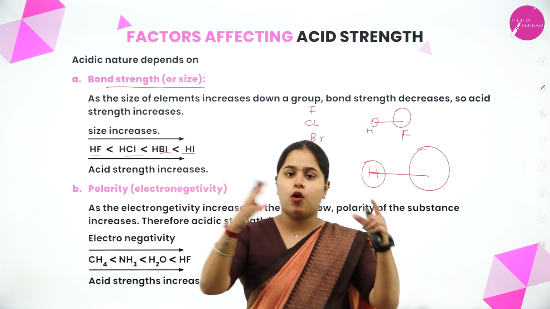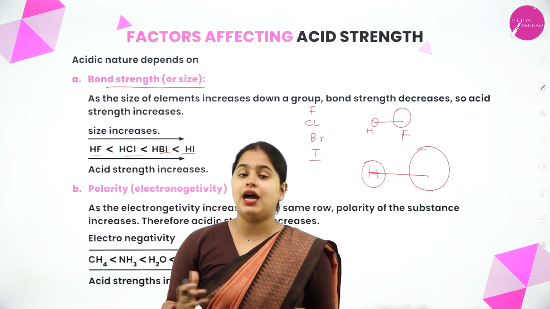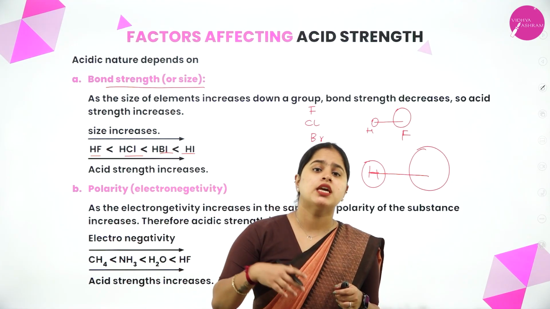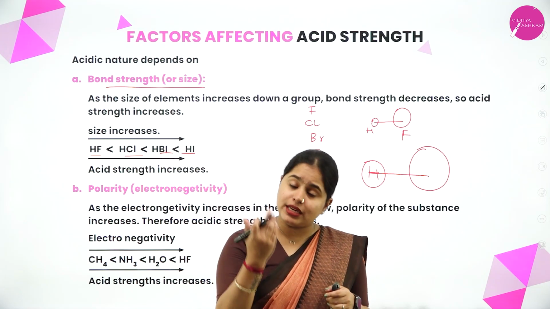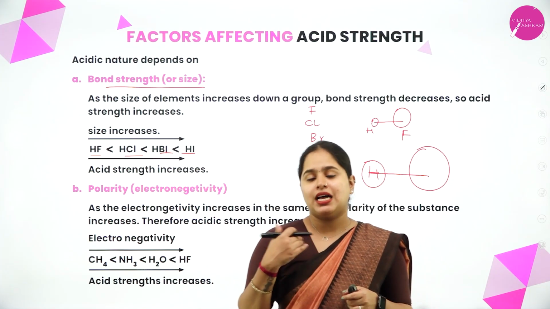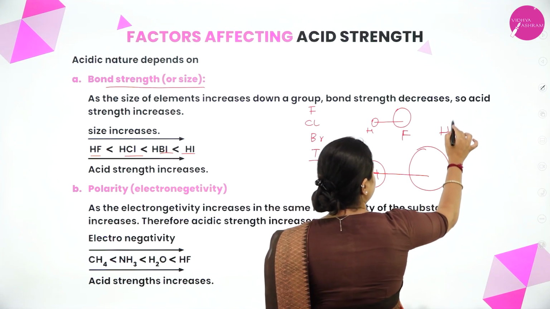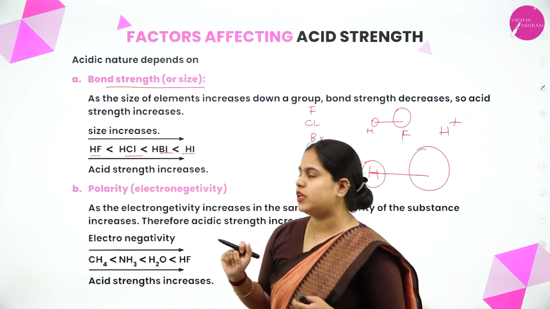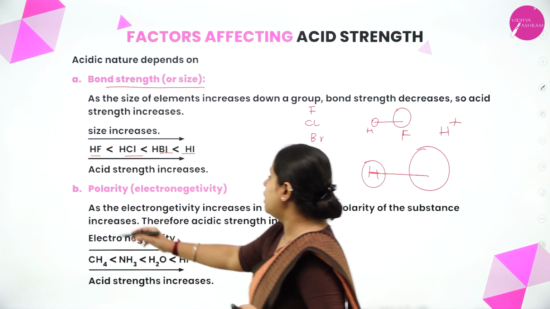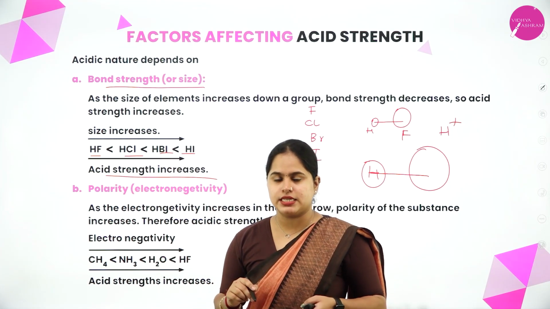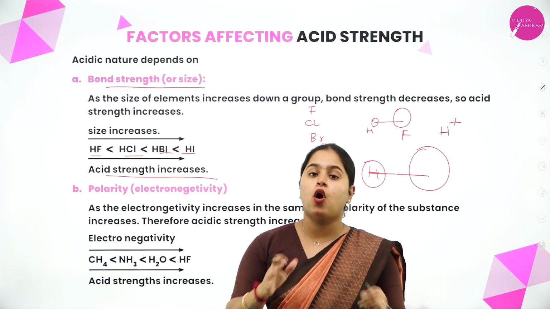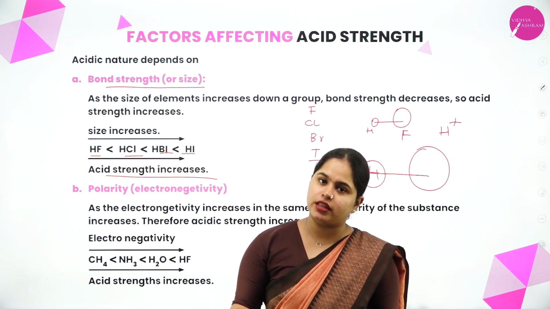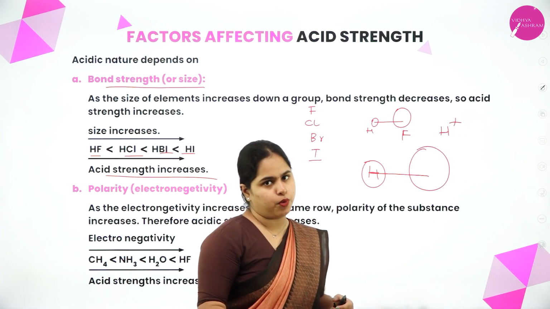So what happens when the bond length or the size of the atom increases? The electrostatic force of attraction decreases, and it becomes easy to remove a proton from it. As it is an acid, it should be ready to donate its H plus ions. As its size becomes more, it is easy to remove the H plus ions, hence the acid strength also increases. I hope that point is clear.